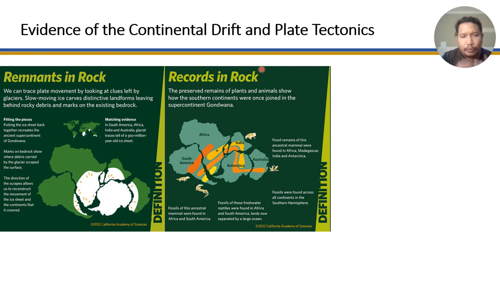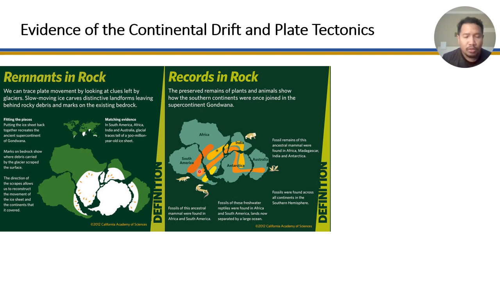The fossils of plants and animals found in different continents provide evidence that the continents were once connected. For example, fossils of the freshwater reptile known as Mesosaurus have been found in both Africa and South America. Mesosaurus was a freshwater swimmer, so it is unlikely that it could have crossed the Atlantic Ocean on its own. This suggests that Africa and South America were once connected.